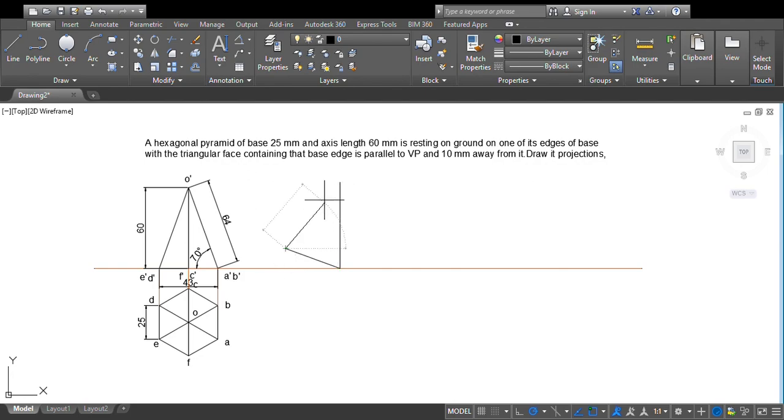Now from that point you can draw that line and complete the front view of the hexagon, that is, the triangle. Now draw one more line from this midpoint to the apex, and you can draw the front view of that object. Now we will name this as A1 dash, B1 dash, this is F1 dash, C1 dash, and this point as E1 dash, D1 dash, and this one as O1 dash.